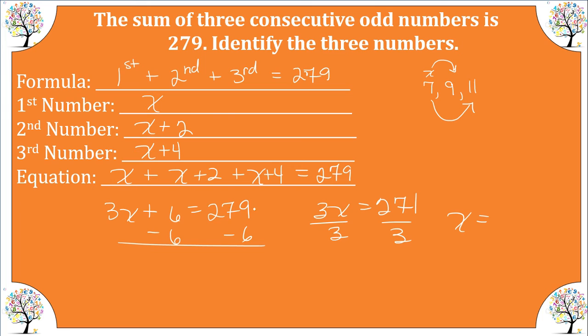I subtracted wrong here. This should be 273. So 273 divided by 3 is going to be 91. So our first number is 91. Our second number, 91 plus 2, is 93. And our third number, 91 plus 4, is going to be 95. So these are our 3 consecutive odd numbers.